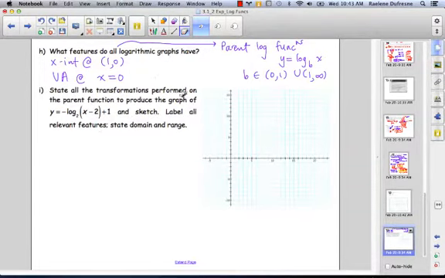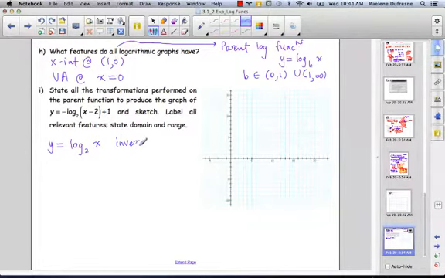Okay, state all the transformations performed on the parent function to produce this graph. Again, recognizing the parent function is the first step. We have y equals log base 2 of x, which is the inverse of y equals 2 to the x. So maybe it's easier for you to sketch y equals 2 to the x. I'm just going to do that in green very quickly.